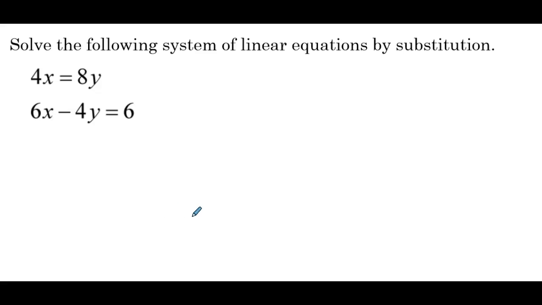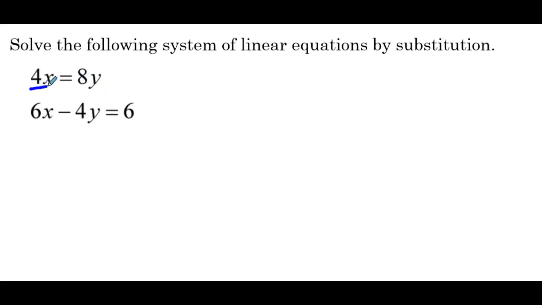All right, our next example, system is 4x equals 8y and 6x minus 4y equals 6. So since we have a choice, it's going to be easier to isolate the variable in the first equation. The variable that I think is easier to isolate is x. It's just going to give us a nicer expression than if we isolate y. But they're both pretty easy to find.